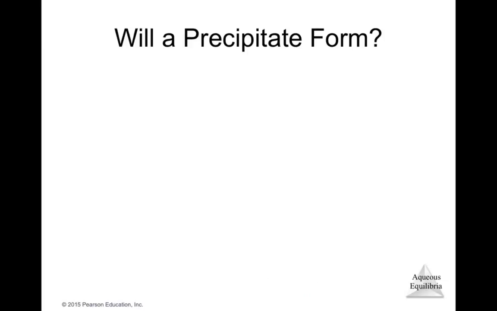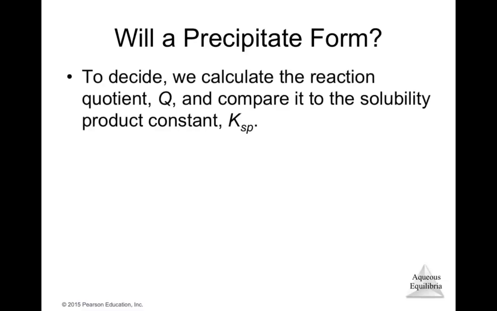Is there any way that we can know if a precipitate is going to form or not? Yes. To decide, we calculate the reaction quotient Q that we did before and compare it to the solubility product constant Ksp. Remember that Q is used when you are comparing concentrations and you don't know if you're at equilibrium. It's the same concept, products over reactants, and you compare that calculation to the Ksp.